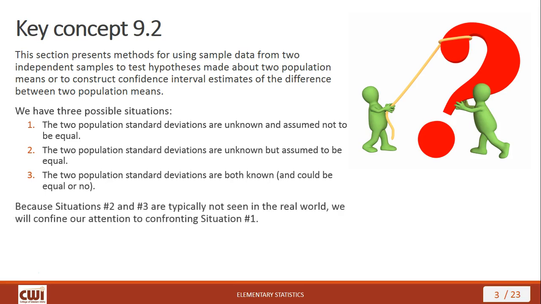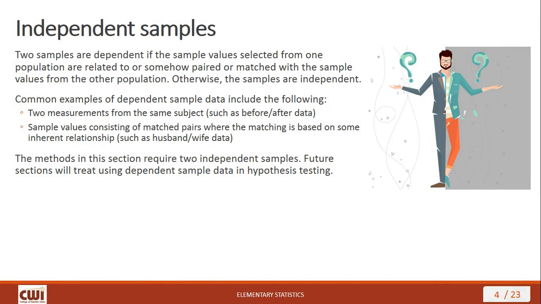In the real world, we see that situations 2 and 3 are typically not seen. They do appear from time to time, but they are very infrequent. And that infrequency will lead us to confine our attention to confronting situation number 1. So we're going to have two population standard deviations. We don't know what they are, and therefore we're going to use a t-score and not a z-score for our test statistic. And we're not going to make any assumption about equality. We're also going to assume that we're going to have independent samples.